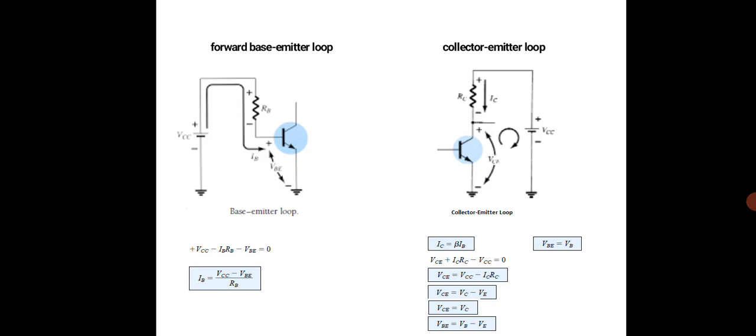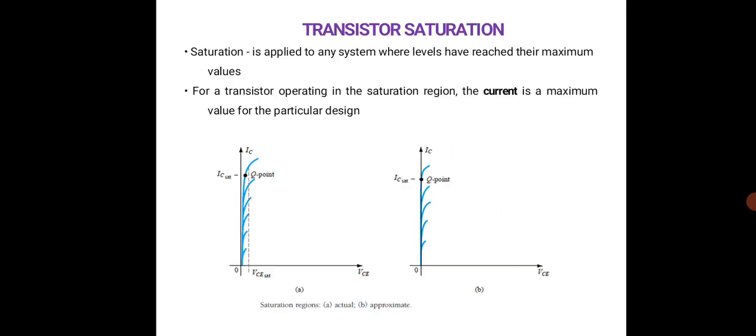And the appropriate expressions for the base current, collector current, base-emitter voltage, collector-emitter voltage are given for both the loops, that is, the base-emitter loop as well as the collector-emitter loop.